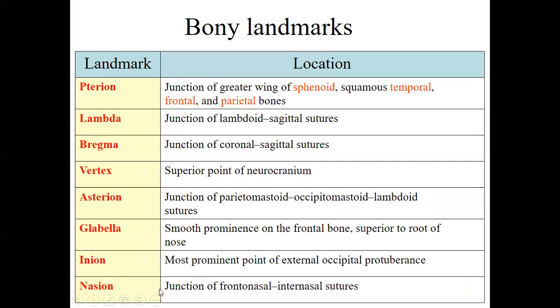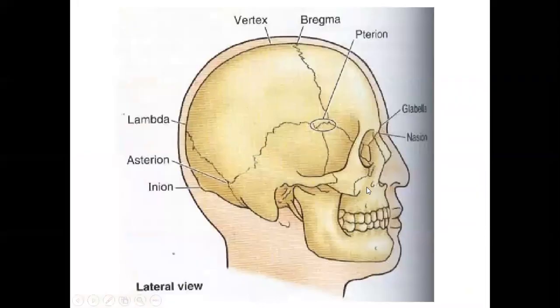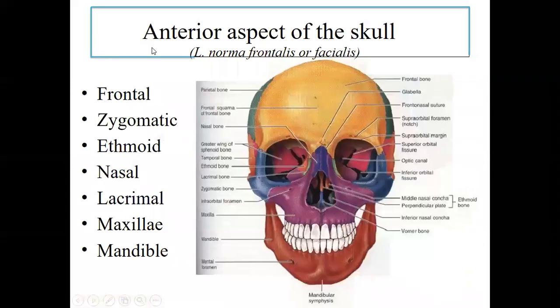And then nasion is a junction between the frontal and internasal sutures. So this is the nasion. Okay, so these are all the skull landmarks that you have to know. Okay, remember, please remember.